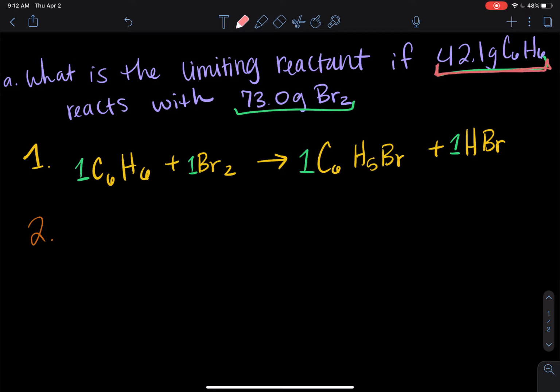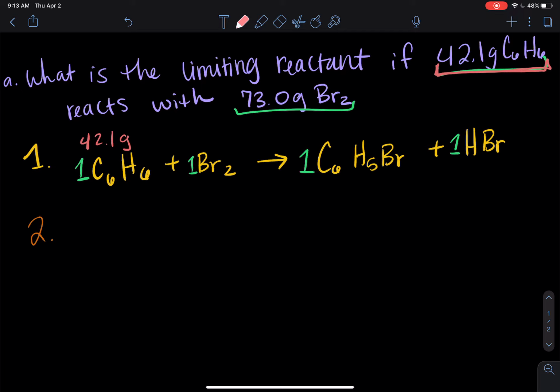So we have 42.1 grams of this benzene, C6H6. Well, because we're looking for which one is the limiting reactant, it doesn't specify which product we're looking for. So a lot of times this is probably going to be the most difficult part of the limiting reactant, figuring out where to go. And so I just pick a product, okay?